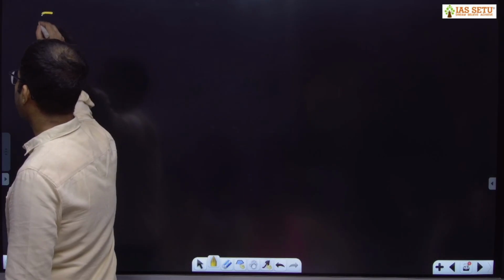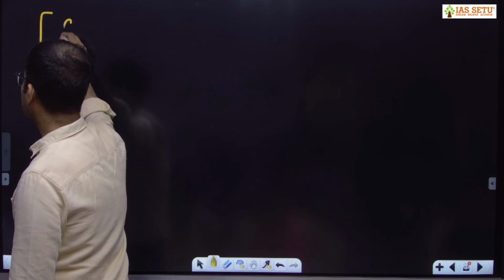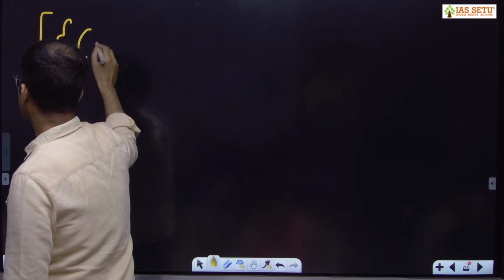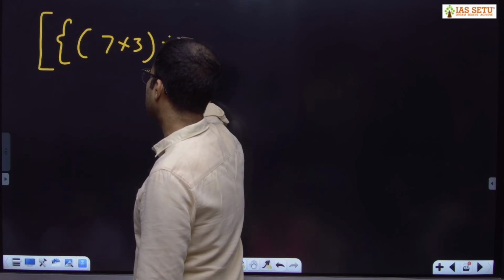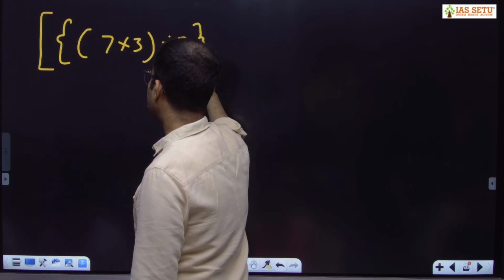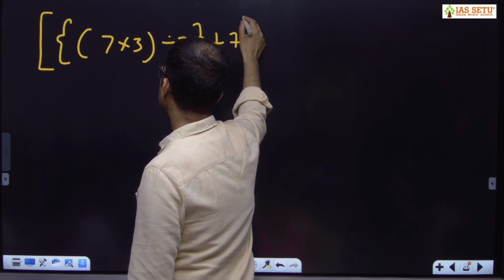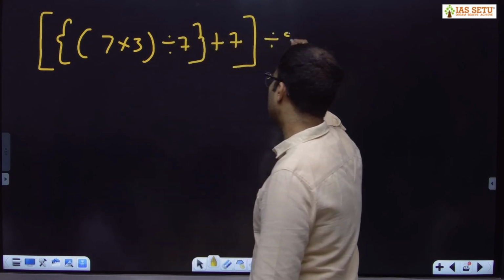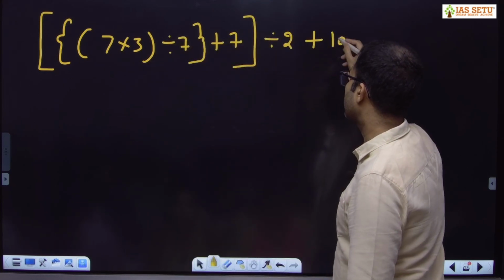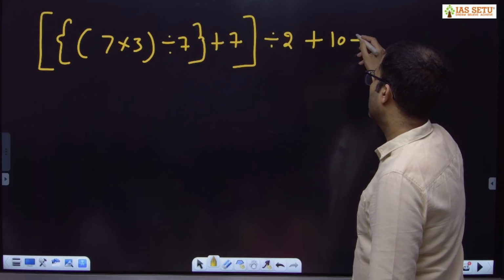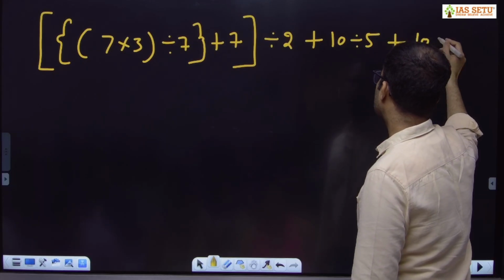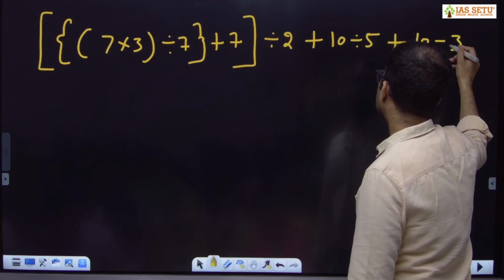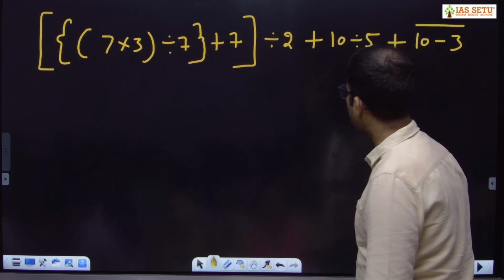Like here, square bracket start, curly bracket start, small bracket start, 7 into 3, small bracket close, divided by 7, curly bracket close, plus 7, square bracket close, divided by 2, plus 10, divided by 5, plus 10, minus 3, vinculum.